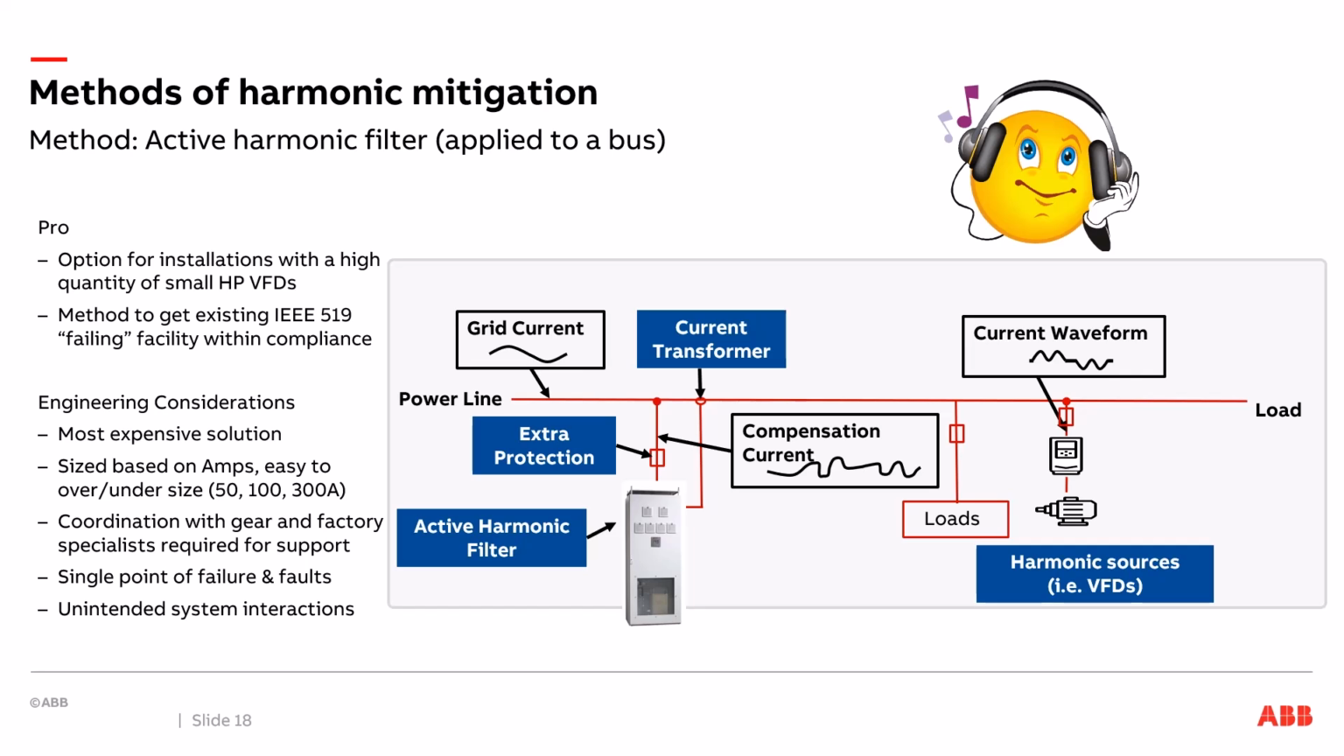In other cases it requires a manual reset. So it might have been a nuisance trip that you have to go over and manually reset. Well, during that period where it's tripped offline, you really have no harmonic mitigation at all for your facility. You can get some redundancy.